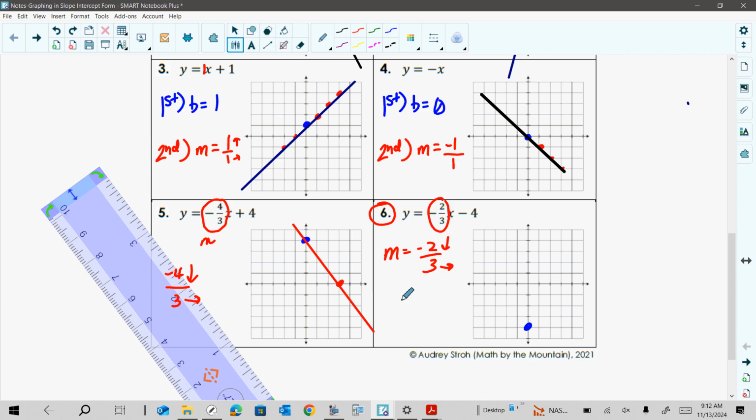that means we're going to now count up 2, and now what direction? Because we got to reverse the order. Yeah, to the left 3. Okay. So if you run out of room, you have to reverse the order to keep the slope. So count up 2 and now to the left 3, and now I can plot the point. And it's still negative 2/3.